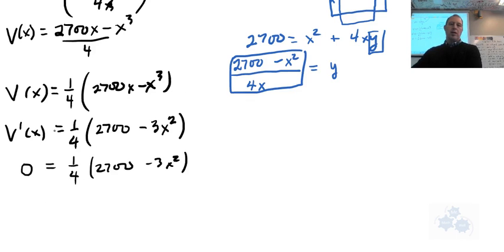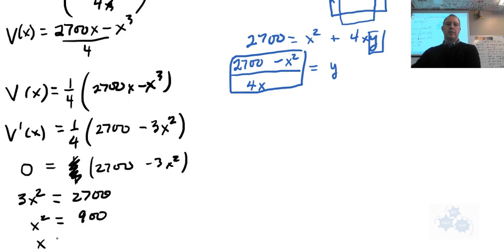And of course that 1/4 now just kind of goes away. You multiply both sides by 4, and 4 times 1/4 is just 1, and that 1/4 is gone. So we have 3x squared equals 2700. x squared equals 900. And x equals, technically plus or minus 30 here when we take the square root of 900, right? But remember, we're looking for a length. So a negative length does not make any sense. So you would reject the negative value and just keep the positive, right?